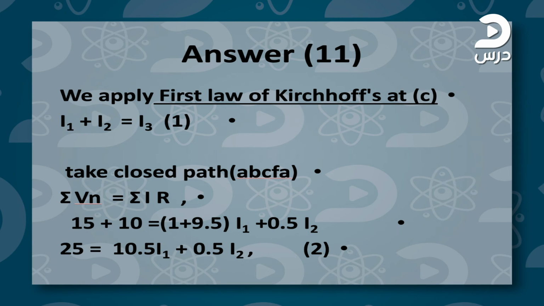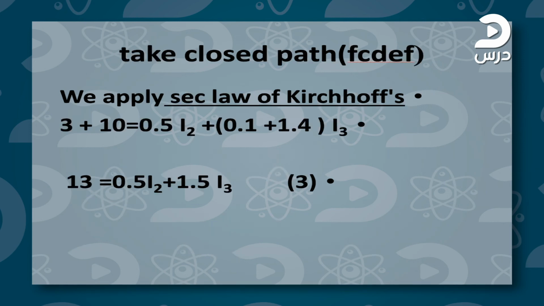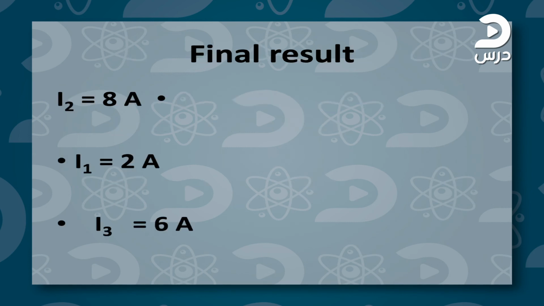1 plus 9.5 I1 plus half I2, so 25 equal 10.5 I1 plus 0.5 I2. Take closed circuit F C D E F. We apply the second law of Kirchhoff. 3 plus 10 equal half I2 plus 0.1 plus 1.4 I3, so 13 equal half I2 plus 1.5 I3, the equation number 3. So the final result: I2 equal 8 ampere, I1 2 ampere, but I3 6 ampere.